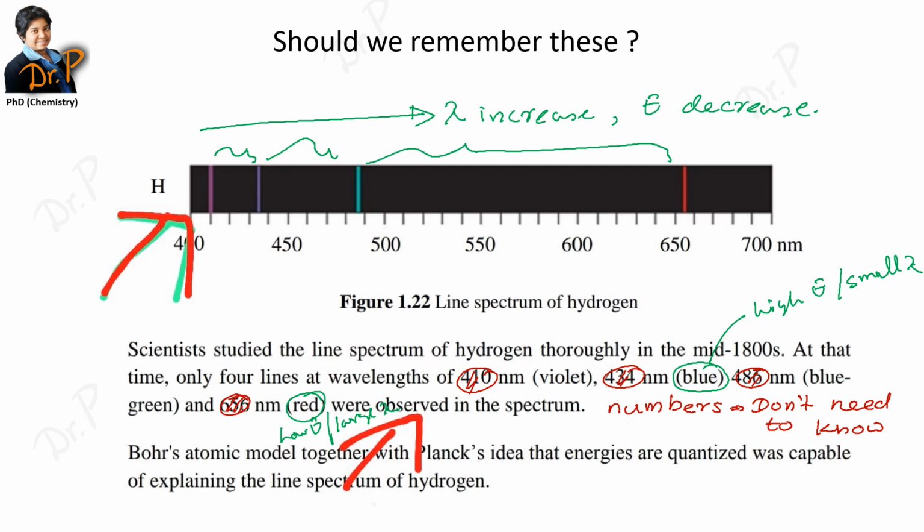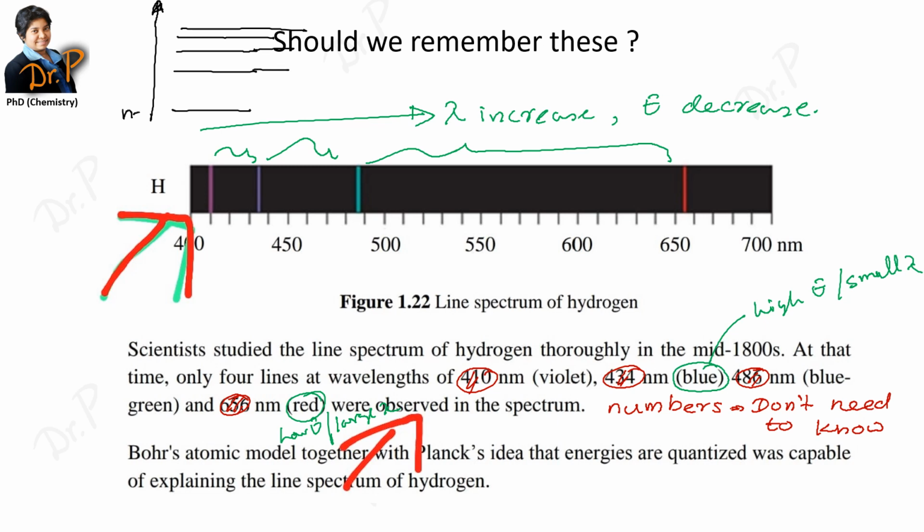And also, if the line spectra is given like that, you should be able to draw the electron transition if the energy is indicated in this axis. And also you should be able to know how this relative spacing goes.